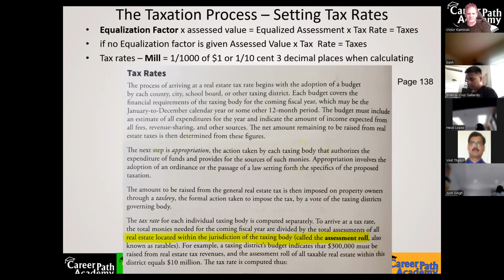Why are they guaranteed to collect that? Because you've got to pay your taxes. That's why. If you don't pay your taxes, what happens? Jail time. No, they do a tax auction on your property. That's what they do.